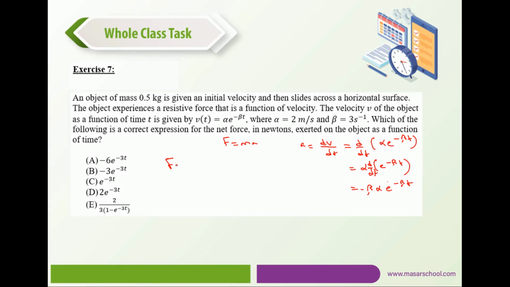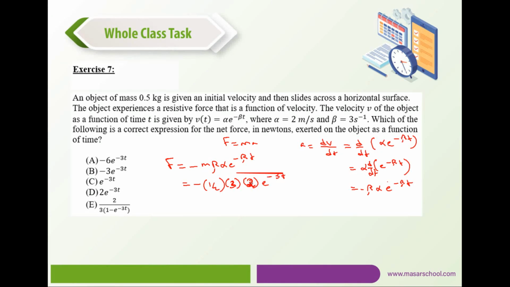Now F in this case is given by minus m beta alpha e to the minus beta t. Let's replace the values. The mass is half, alpha is 2, and beta is 3.